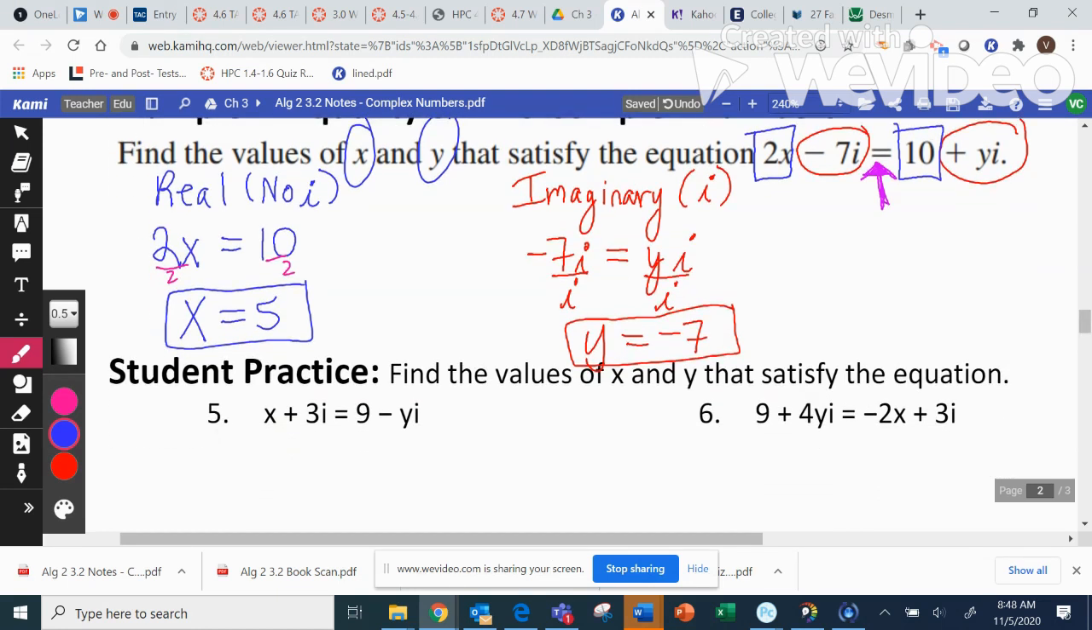Look, it says student practice. You try it.